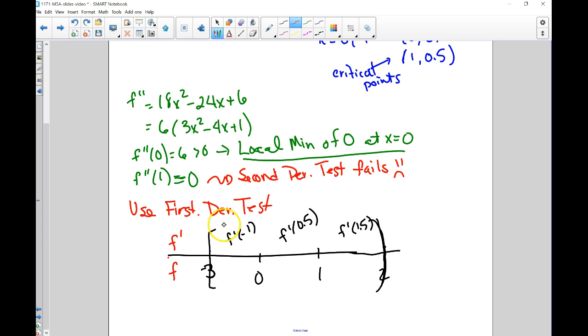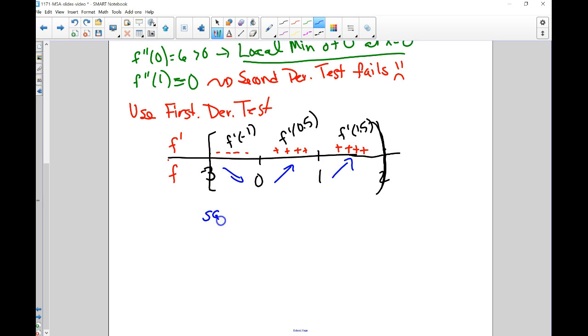When I do that, this ends up being negative in here, positive, and then positive here. This means that the function is decreasing, then increasing and increasing. So actually here, there's going to be a saddle point of 0.5 at x equals 1.